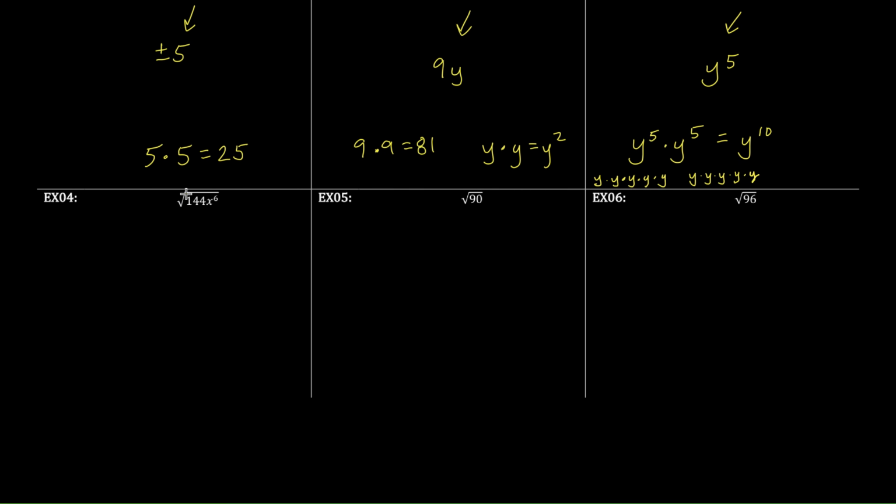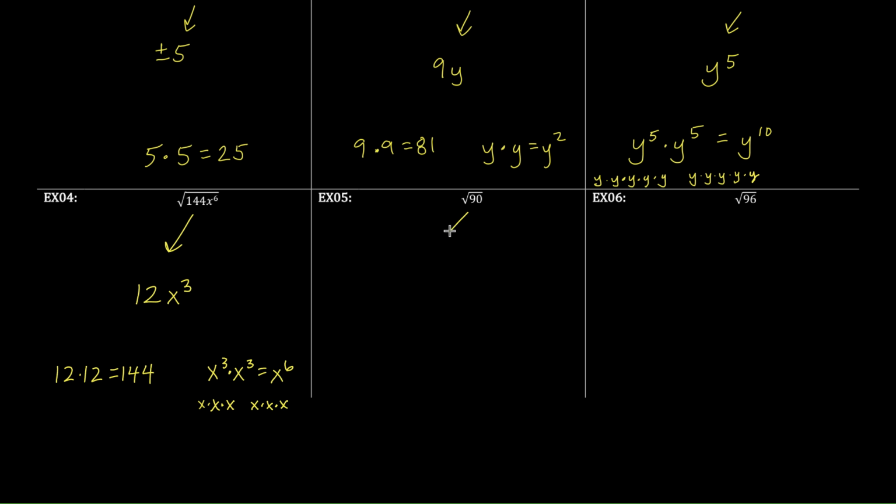So let's go to the next example. The square root of 144 x to the 6th. Well, the square root of 144 is 12, and the square root of x to the 6th is x to the 3rd, because 12 times 12 is 144, and x cubed times x cubed is x to the 6th. Once again, if you don't understand why, this is x times x times x times x times x times x, which is x to the 6th power.